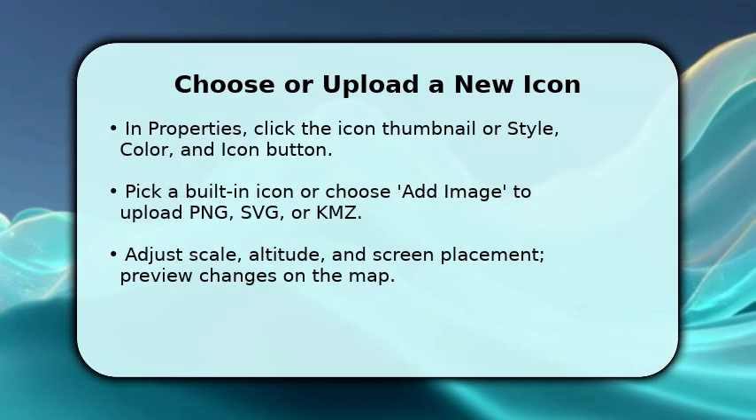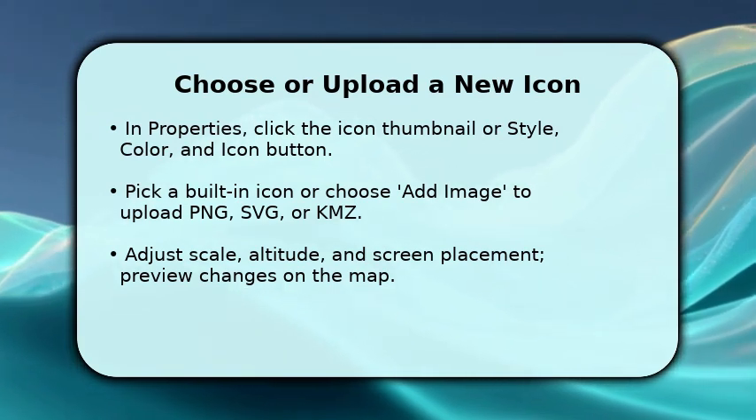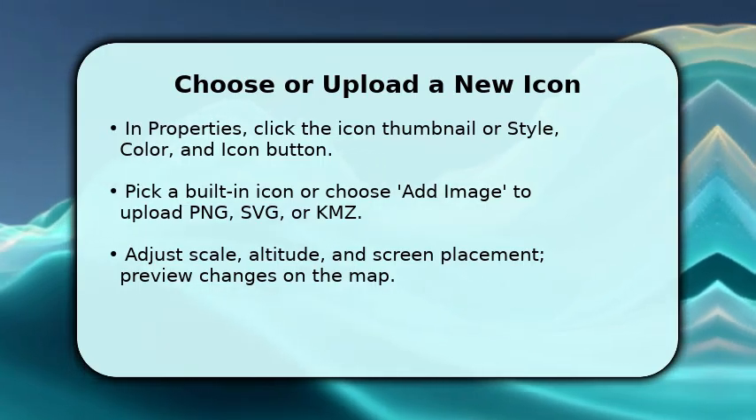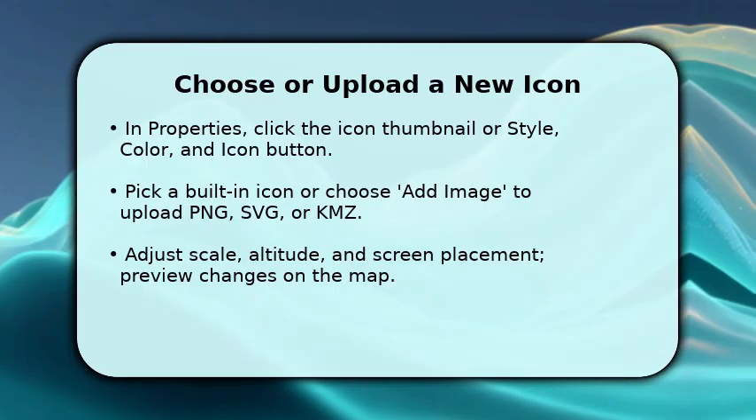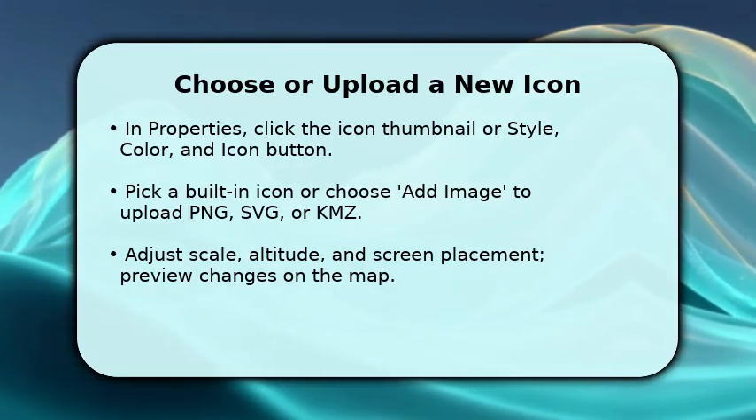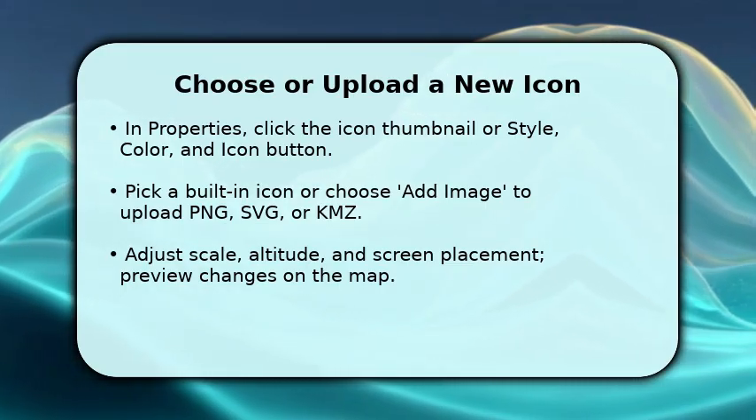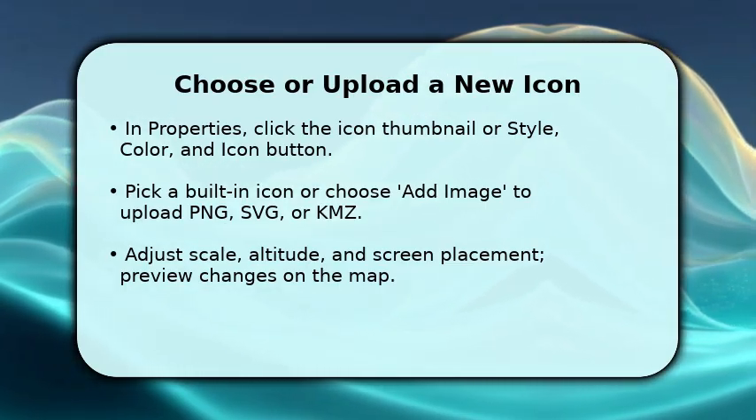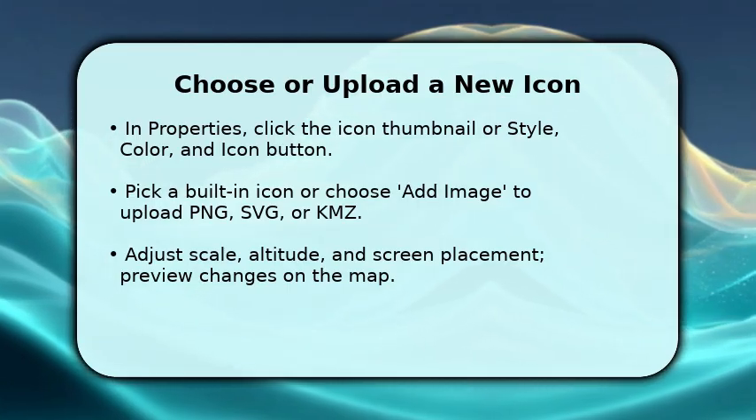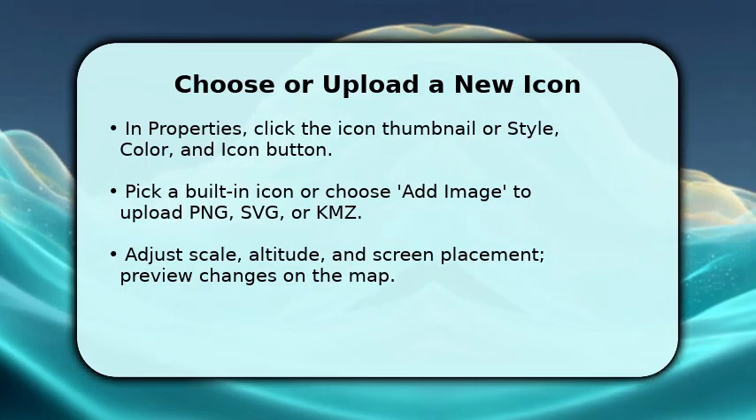Now change the icon itself. Click the small icon thumbnail or the Style, Color, and Icon section to open the icon chooser. You can pick one of the built-in icons or select Add Image to upload a custom PNG, SVG, or KMZ sprite. Once uploaded, adjust scale and placement so it reads well at your typical zoom levels. Make sure to preview on the globe if the icon looks too big or misaligned. Tweak the scale and altitude until it sits where you expect.